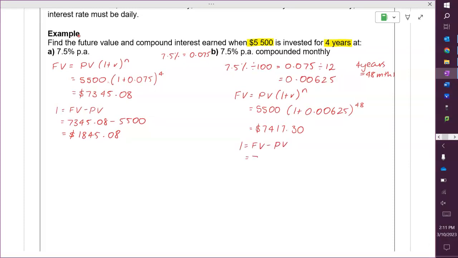Now, again, we need to find what our interest was. So we take what we had, 7,417.30 minus 5,500. That tells us we earned $1,917.30. So as you can see, looking at that, it's actually better to have this one compounded monthly. So they've earned almost an extra $100 just by having it compounded every month as opposed to every year.